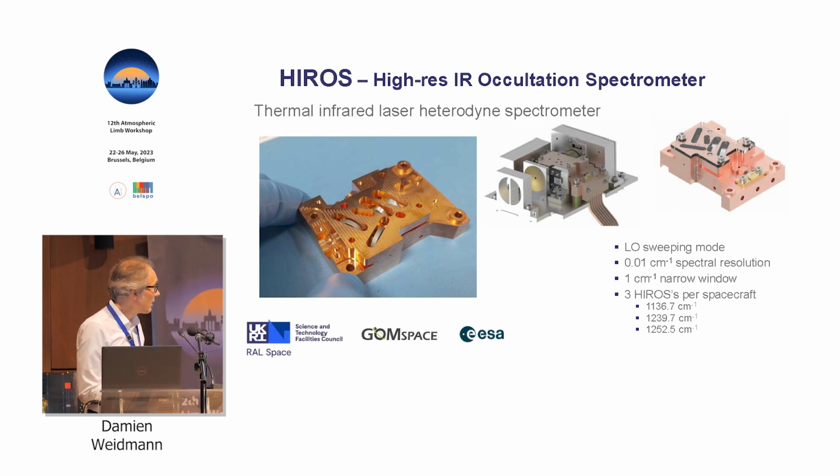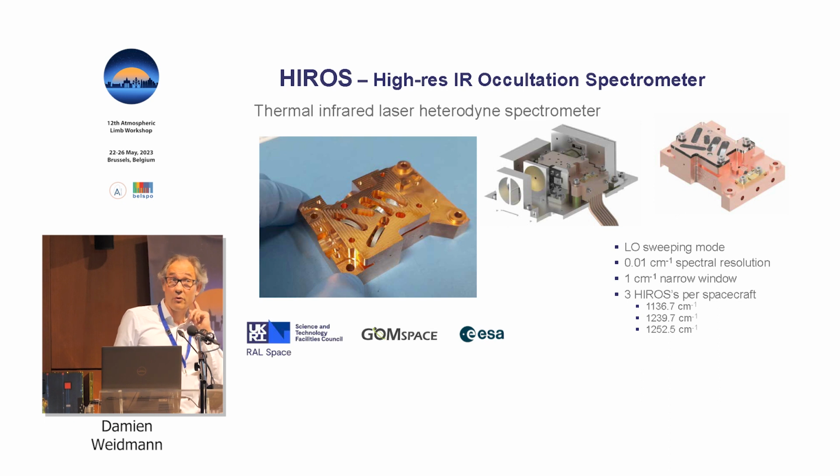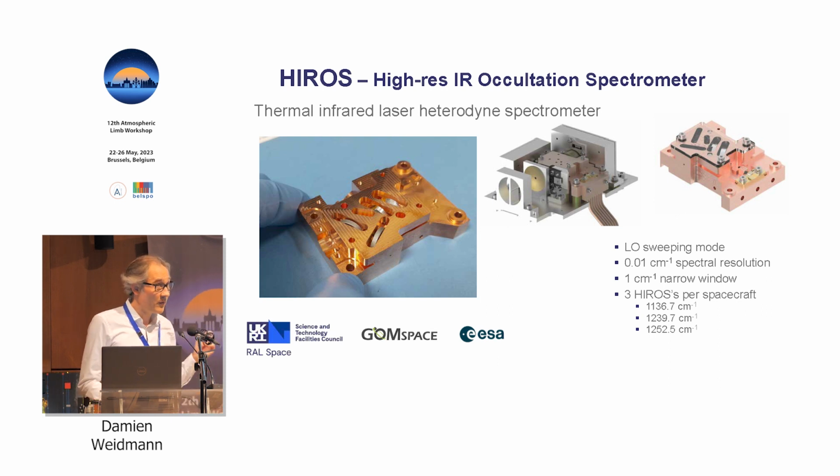So this instrument, as you can see from the size of the fingers here, is about 4 by 6 centimeters, and it still maintains a resolving power of about 100,000 at 10 microns. So we're still able to resolve some Gaussian lines at low pressure. The price you have to pay is the spectral coverage. You have access to only a fairly narrow spectral window of 1 or 2 wave numbers.